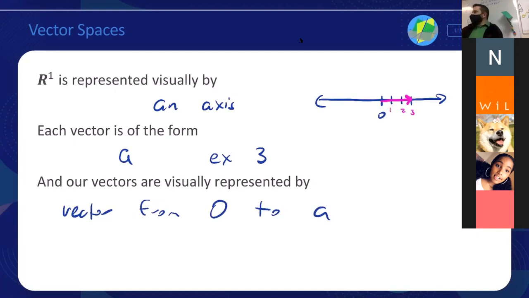Okay, so they'd be parallel, right? There'd only be kind of one direction or the opposite direction that you could be going. So R1 would be basically, you can think of like the x-axis or a number line, just an axis. And your vectors would then just be line segments on that axis, basically.